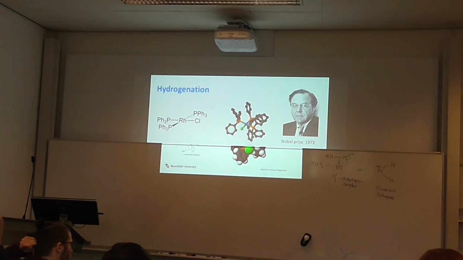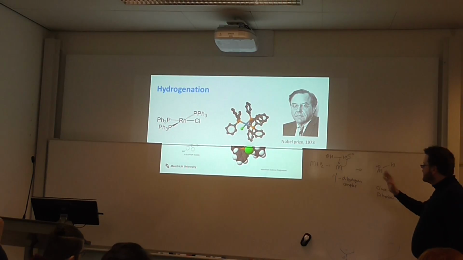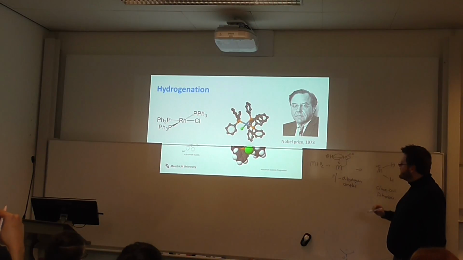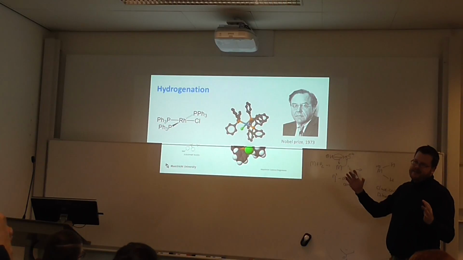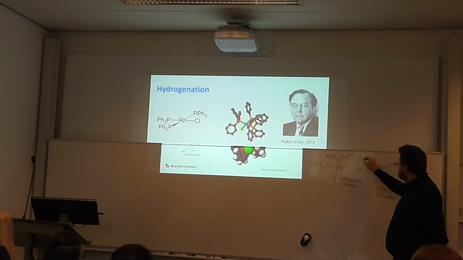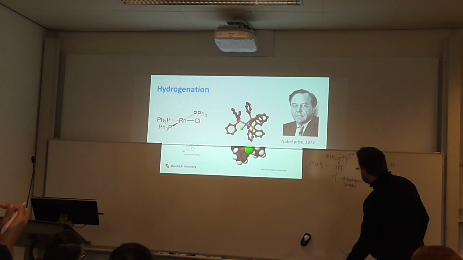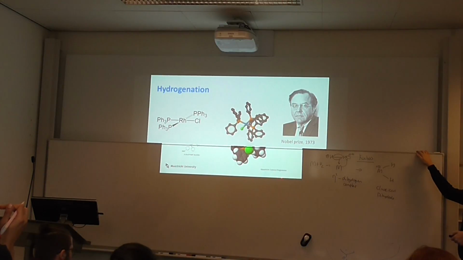And if you get the balance just right between the synergic sigma donation and pi acceptor, you can actually isolate it, as Kubas did in 1983. Gregory Kubas. Very important result, because it proved that this concerted dihydrogen activation proceeds via intermediates that look like this.